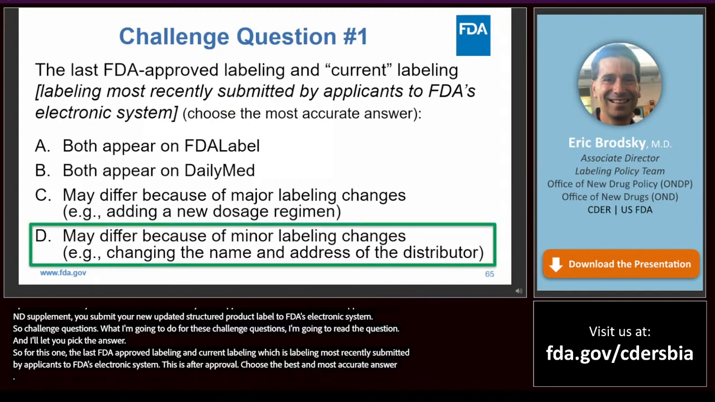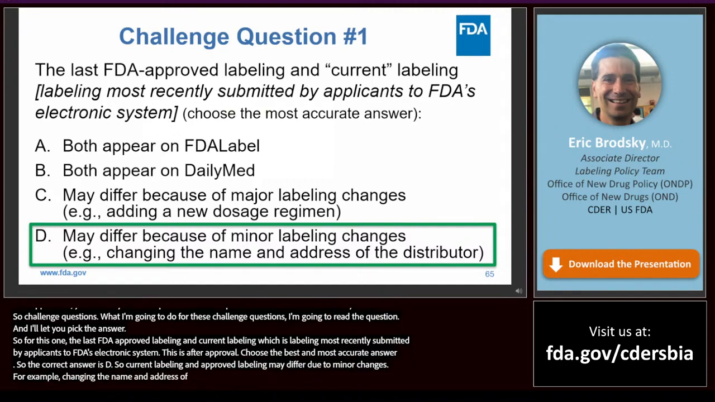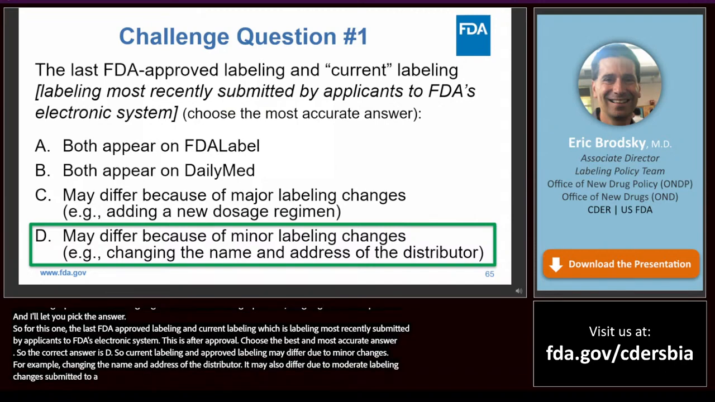So the correct answer is D. So current labeling and approved labeling may differ due to some minor changes, for example, changing the name and address of the distributor. It may also differ due to moderate labeling changes submitted through a CDE labeling supplement. And such changes typically are safety related, like adding an adverse reaction, adding or modifying a warning and precaution.